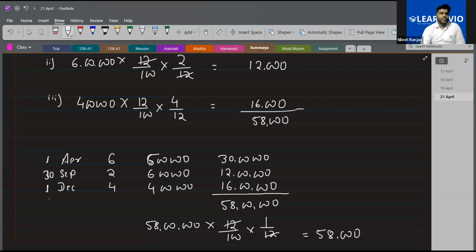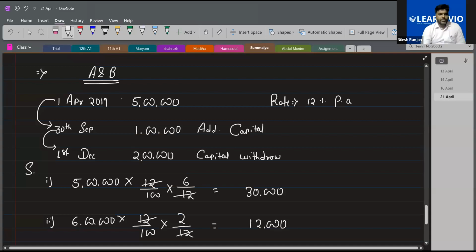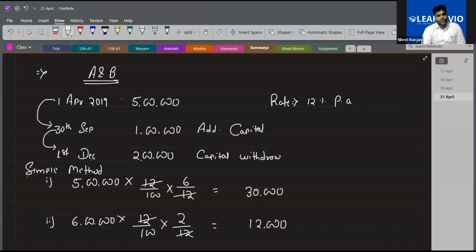Okay, so these two methods we can use for calculation of interest. The product method, and this is the simple method. Tell me, is this clear? Do you have any doubt? No. Okay, so these are the topics, partners' capital account and interest on capital. I will share some questions with you, and if you have any doubt in those portions, then we will discuss it in the beginning of the class.